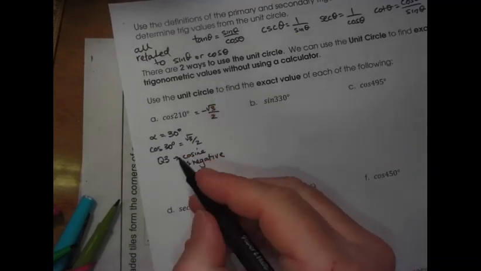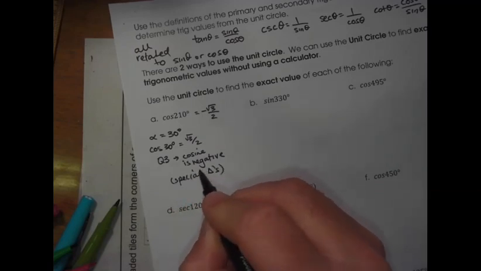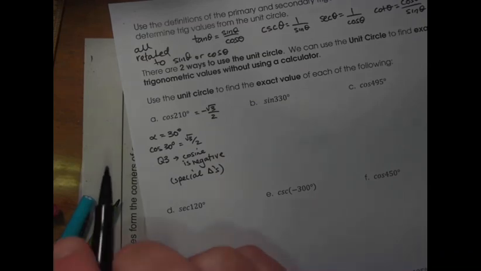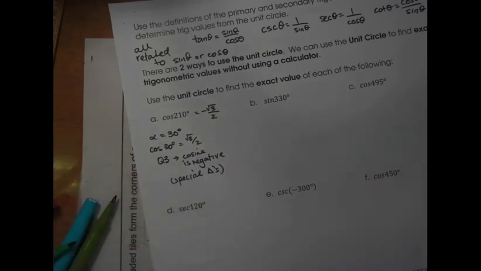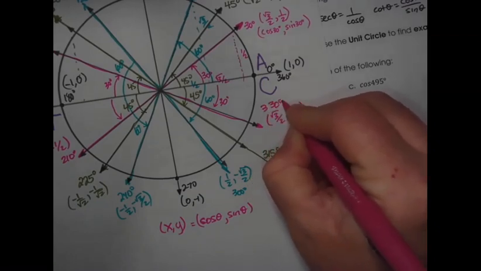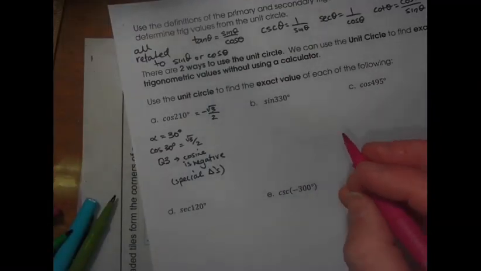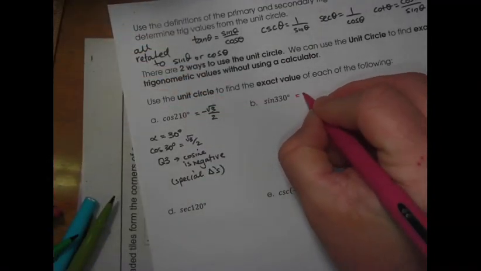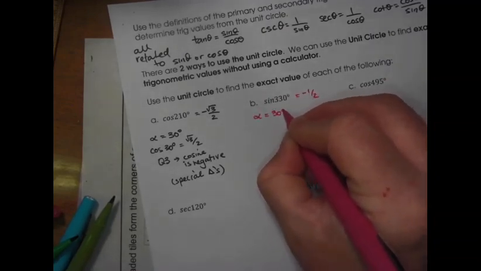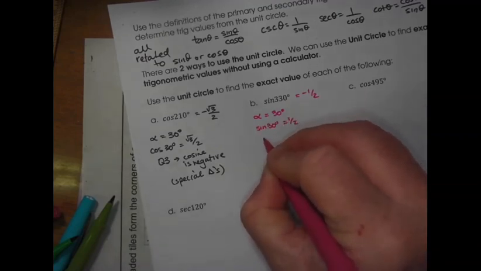So you can use this from our special triangles, and it still gives us the same answer. Okay? If I was looking at sine of 330, 330 is right here. The sine of this is negative 1/2. I could also think about this as my related angle is 30 degrees, and sine of 30 degrees is 1/2.